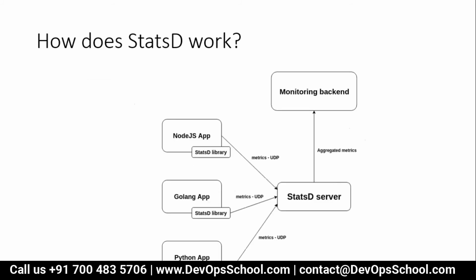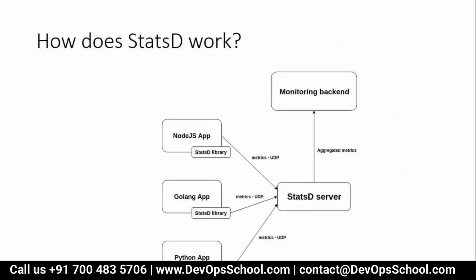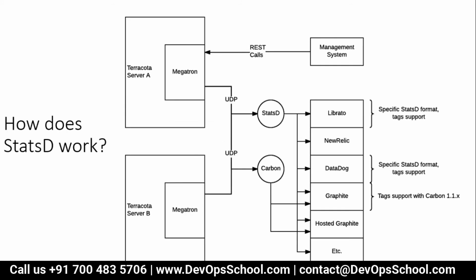In these pictures you see different client libraries sending the data to the StatsD server, and from there you are storing to some monitoring backend. Also look at this slightly broader picture: different kinds of UDP based data you are sending to StatsD, and StatsD can send the data to Datadog, Graphite, and so many other things.